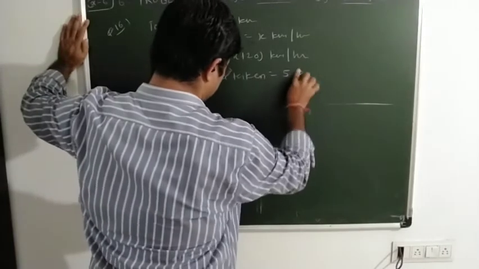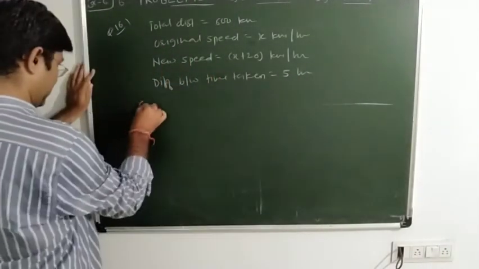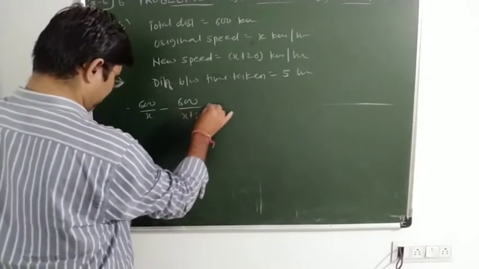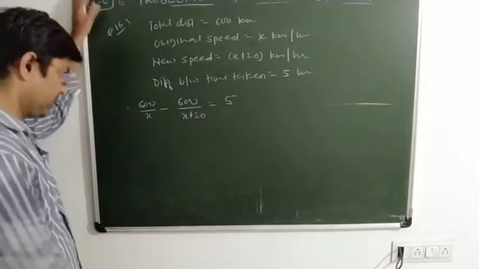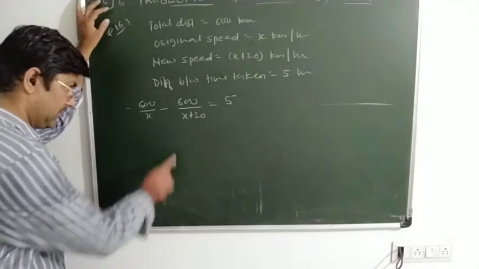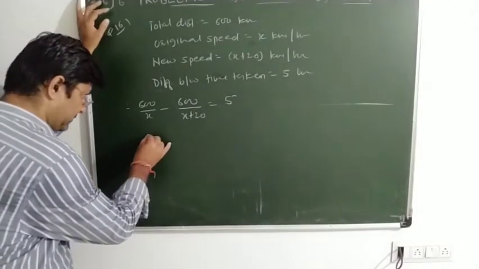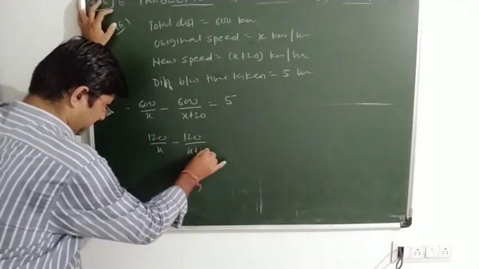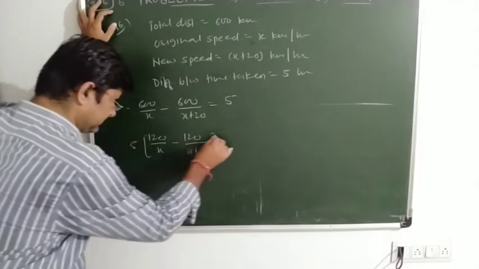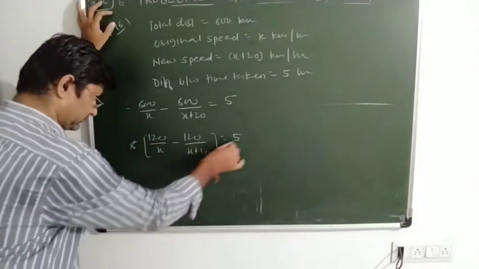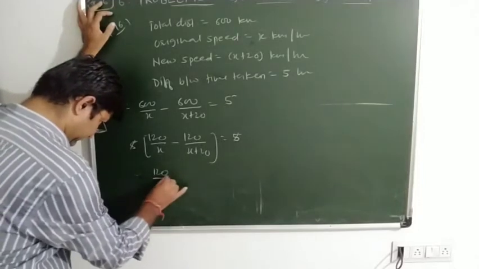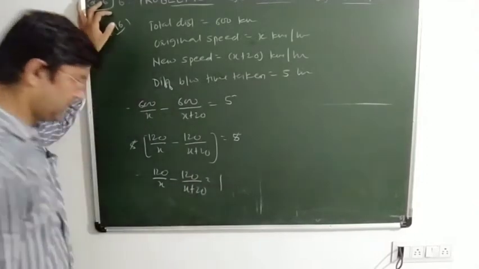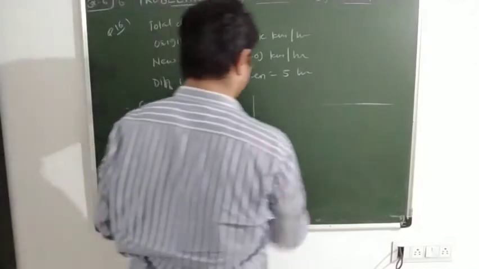is 5 hours. Okay, and therefore we can write 600 upon x minus 600 upon x plus 20 is equal to 5. Okay, I will take 5 common from the two terms. So 120 upon x minus 120 upon x plus 20 is equal to 5. This 5 will get cancelled. 120 upon x minus 120 upon x plus 20 is equal to 1. Now we can further simplify.